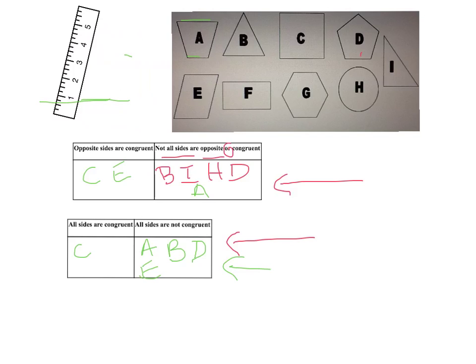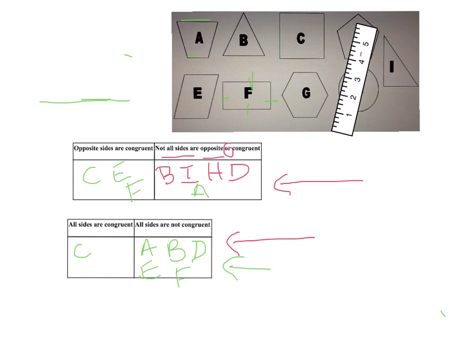F, another rectangle. We know it's not a square because we know that this side, opposite sides are going to be equal. That's the definition of a rectangle, and this opposite side is equal to that. We know that already. So without even measuring, you already know that all sides are not congruent. You can look at that and see. But we do know the opposite sides are congruent, so that would go in that category there. Now what about G? G's that tricky one again. So let's see.